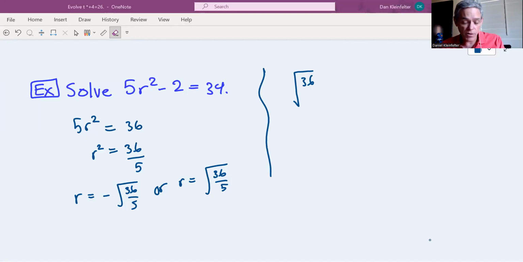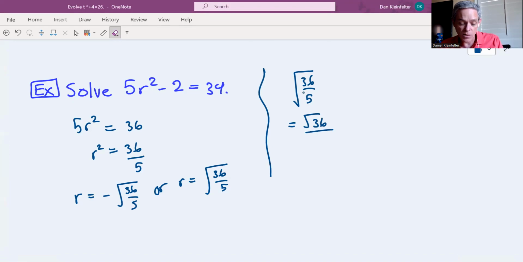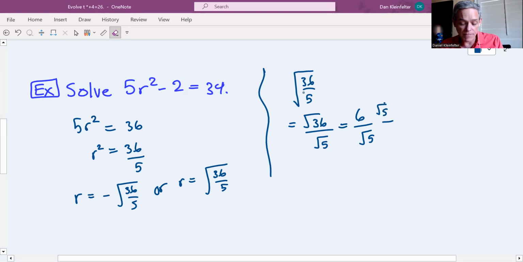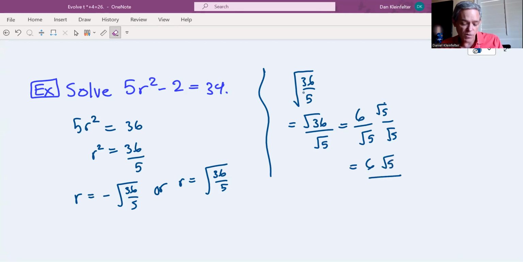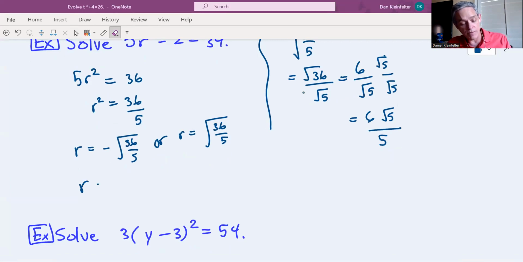So we have the square root of 36 fifths that we're going to need to simplify. So I'll use a property of radicals to split that into root 36 over root 5. And then that will be 6 over root 5. A lot of times people like to rationalize the denominator. So we're going to multiply the numerator and denominator by the square root of 5. This will give us 6 root 5 over 5. So here r will be plus or minus 6 square roots of 5 over 5.